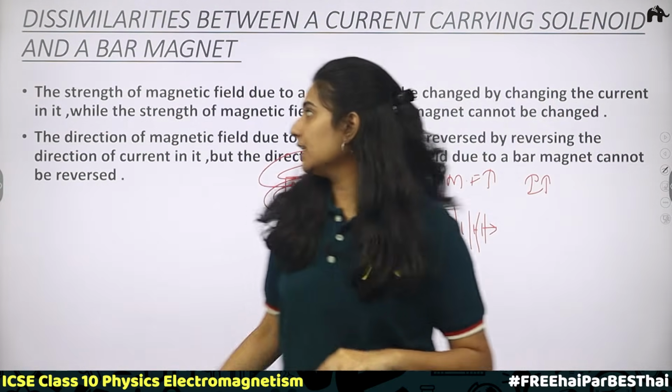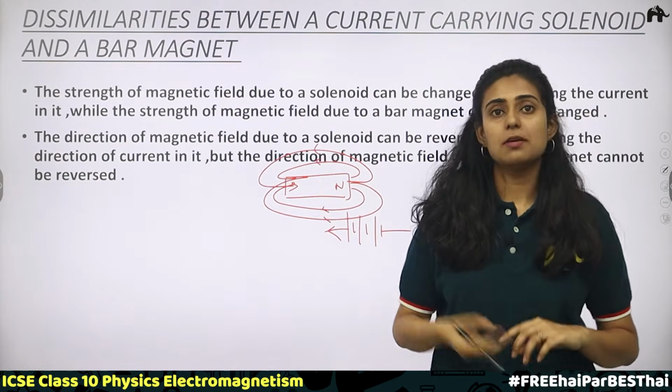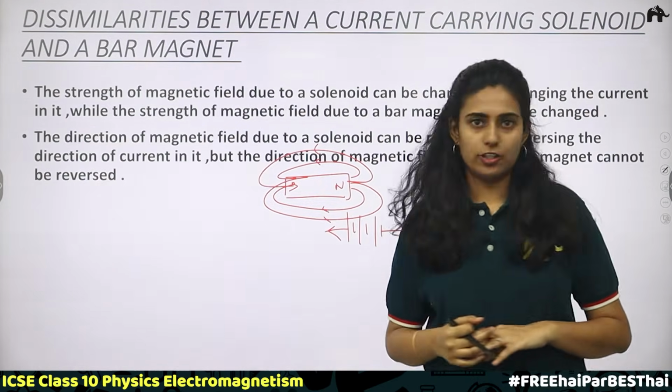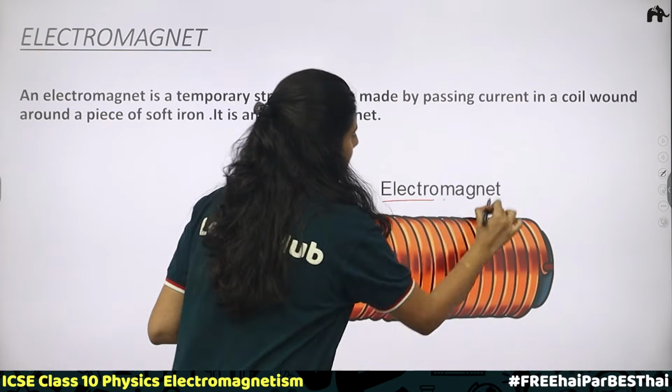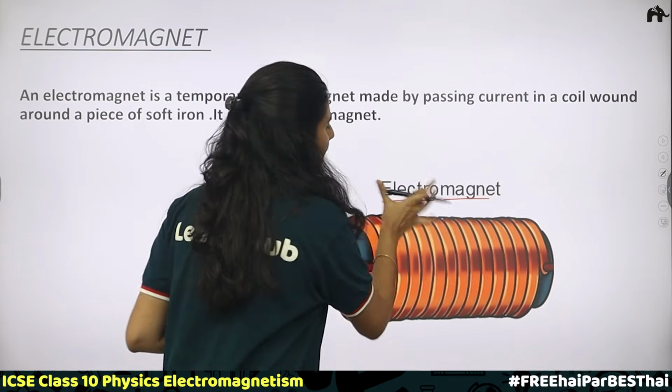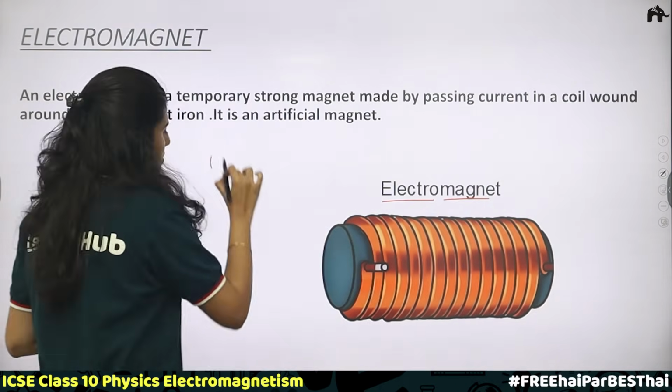Clear? So these are the two important dissimilarities between the magnetic field produced by a bar magnet and a current carrying solenoid. What is an electromagnet? As the name suggests, an electromagnet, a magnet which is formed with the help of electricity, is called an electromagnet in simple words. So we have studied about solenoid.